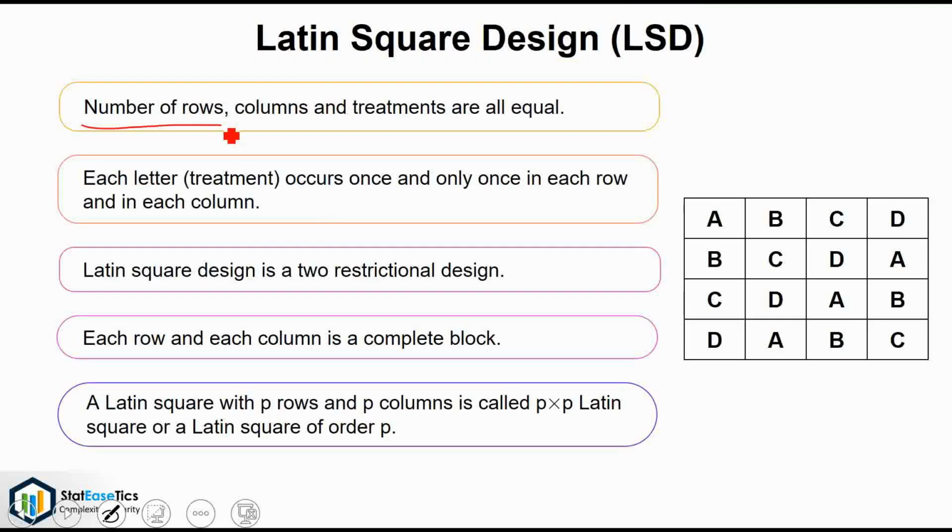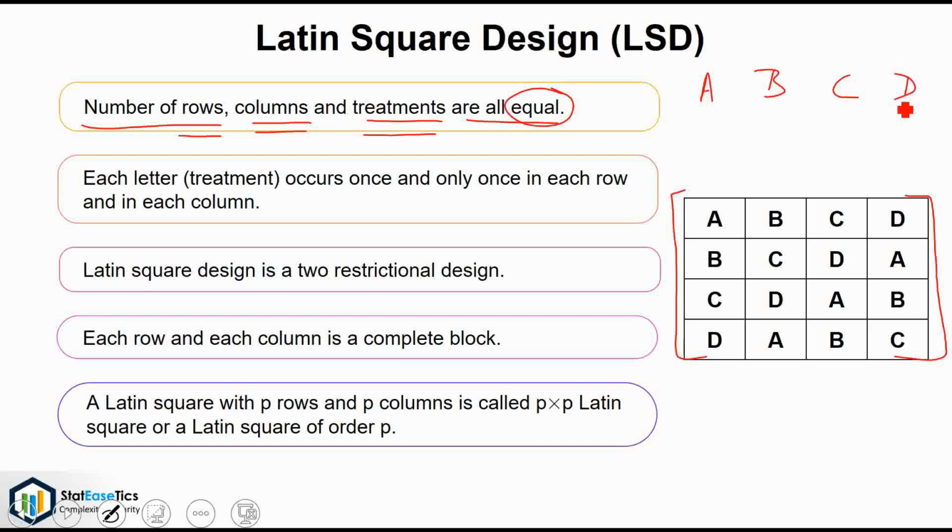Here, the number of rows, columns and treatments are all equal. As you can see in the given example, there are 4 rows, 4 columns and 4 treatments, namely A, B, C and D. Here each letter, representing a treatment, occurs once and only once in each row and in each column.